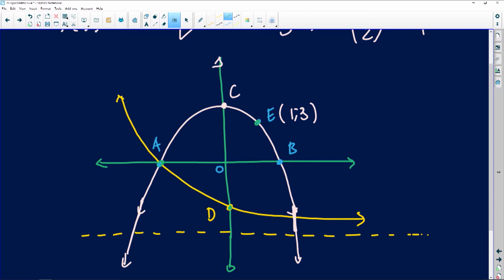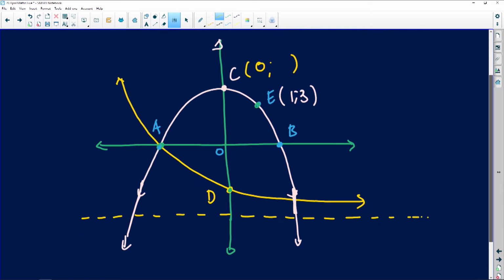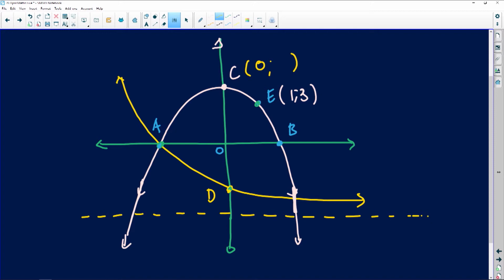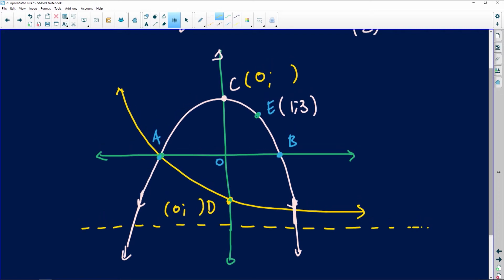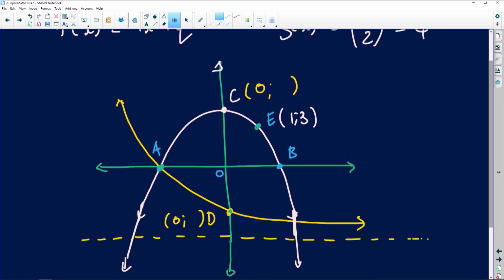Like I said before, there's a lot of things I know on these graphs. For example, at point C, the x-coordinate is 0, but I don't know the y-coordinate. At point D, x is 0 too. So I'm going to use algebra and substitute that 0 in the equation of the yellow graph to ask, what is y when x is 0?